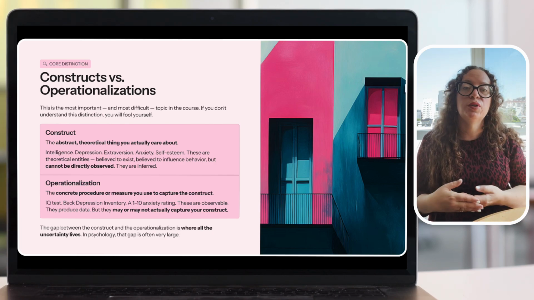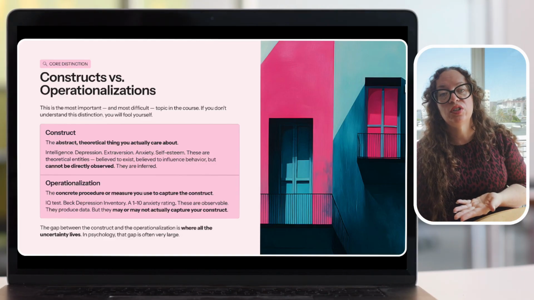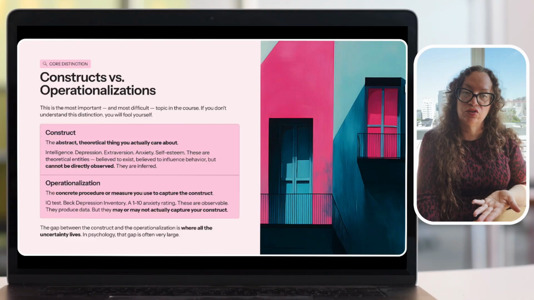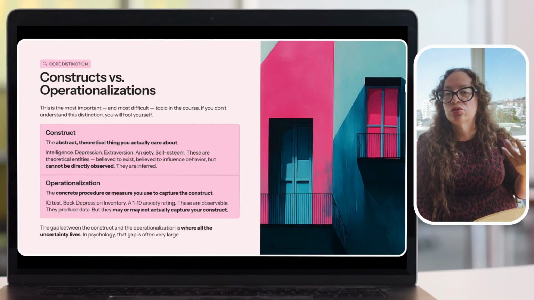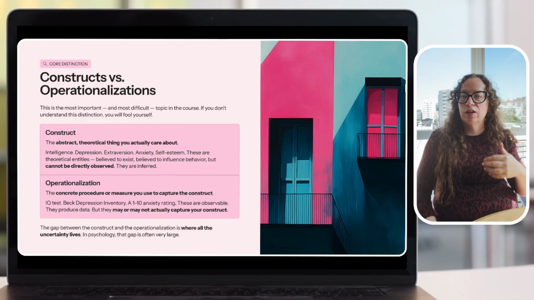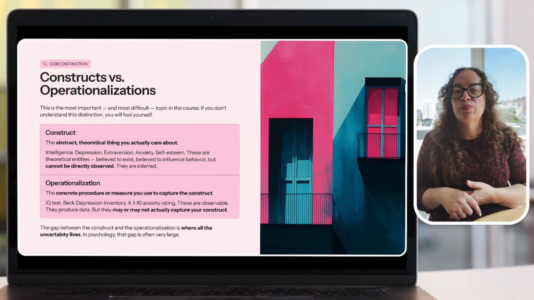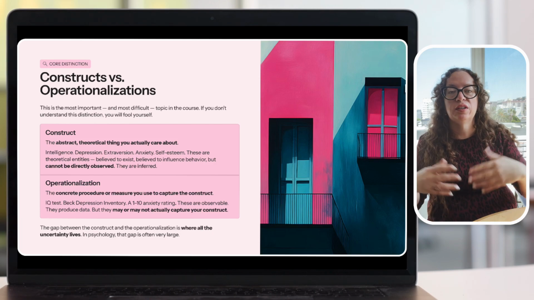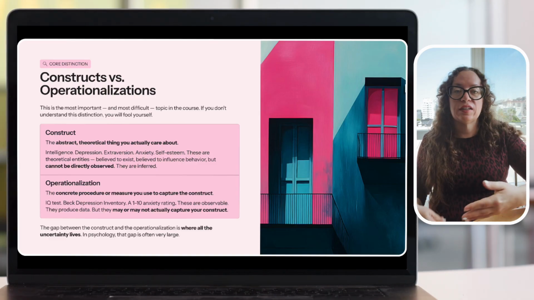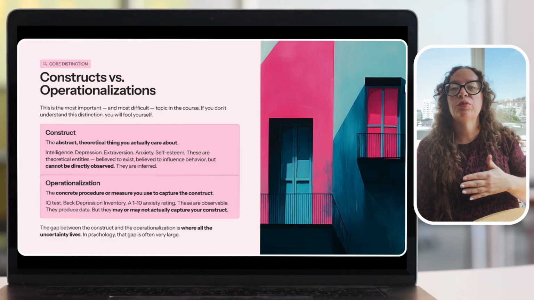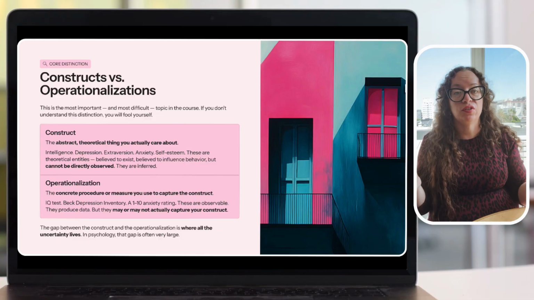But the crux of the problem is your operationalization may or may not actually capture your construct if you're not careful. When you give someone an IQ test, you get a number, but is that number actually measuring intelligence? Or is it measuring something else? Test-taking ability, familiarity with certain kinds of problems, cultural knowledge, their motivation on that particular day. So when you give someone a depression questionnaire, you get a score, but is that score actually measuring depression? Or is it measuring willingness to admit to negative symptoms, or maybe a cultural script about how you express distress, or that the person has a tendency to complain, or something else entirely. So the gap between the construct and the operationalization is where all that uncertainty lives. And in psychology, that gap is often very large.